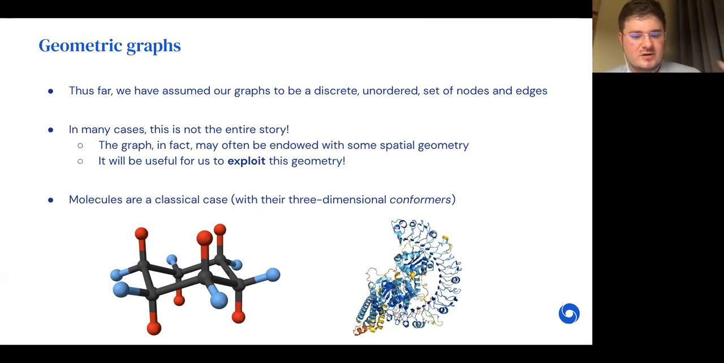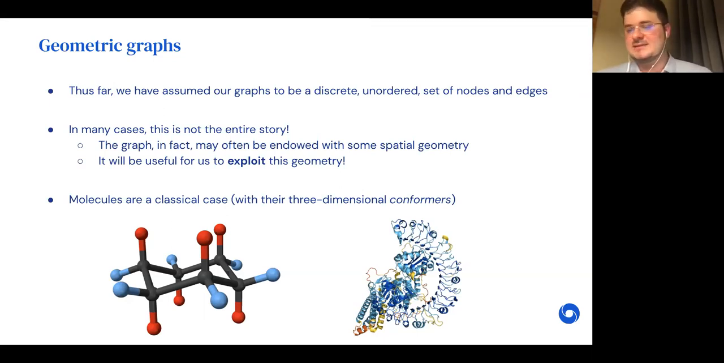So far, and I think very often throughout the course, you've assumed that your graphs are a discrete, unordered set of nodes and edges. But in many cases, this is not the whole story. In fact, the graph could have some spatial geometry attached to it because it comes from an underlying spatial process. And it will, of course, be very useful if your models can take advantage of this geometry. One classical case of this are molecules, because in principle, molecules are not just a random unordered collection of atoms. They actually have a very clear spatial conformation, and therefore every atom can be endowed with some x, y, z coordinates, and there could also be angles between them, and so on and so forth.